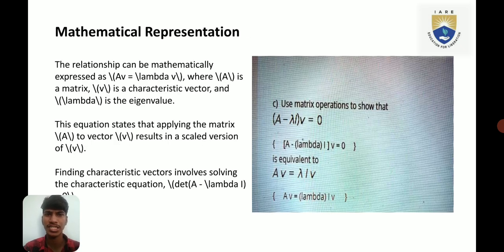Mathematical representation. The relationship can be mathematically expressed as AV equals lambda V, where A is a matrix, V is a characteristic vector, and lambda is the eigenvalue. This equation states that applying the matrix to vector V results in a scaled version of V. Finding characteristic vectors involves solving the characteristic equation.